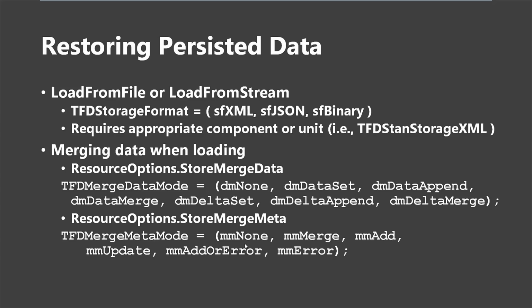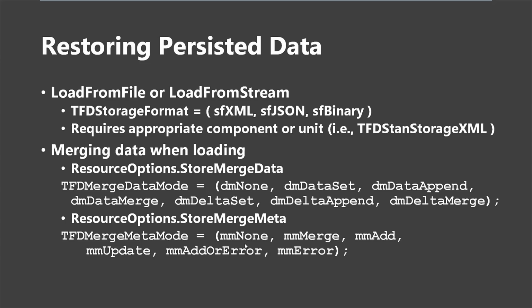When store merge meta is set to merge, columns from the dataset being loaded will update the dataset doing the loading. When matching column names are found, any differences in those columns' type and size will be updated in the loading dataset to match those of the values in the dataset being loaded. If columns are found in the dataset being loaded that do not match those in the dataset doing the loading, those columns are added. If store merge meta is set to add, any column found in the dataset being loaded that is not already present in the dataset doing the loading will be added. Columns with the same names are unaffected in the dataset doing the loading.